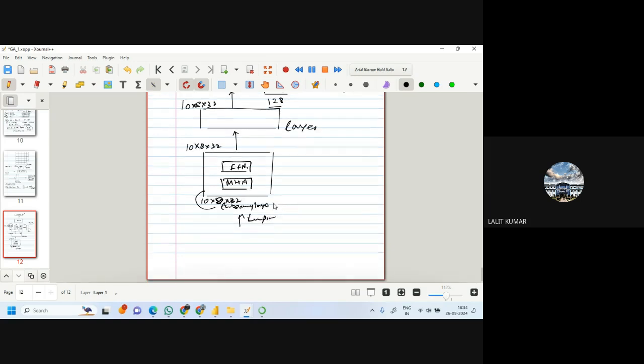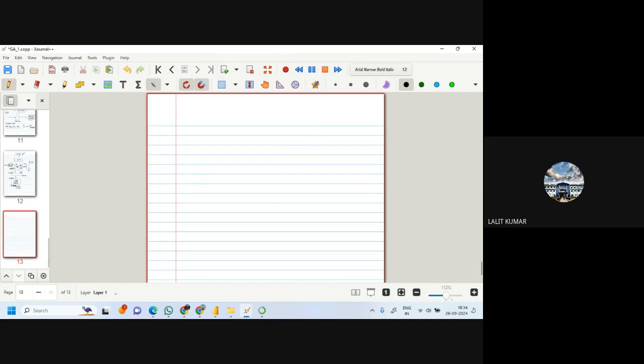Finally, when all the layers' outputs are there, I get the final output of 10 into 8 into 32. Now, for example, I had 6 layers. I will pass this through the output layer, which is again a linear layer, a projection layer, to get the required size.